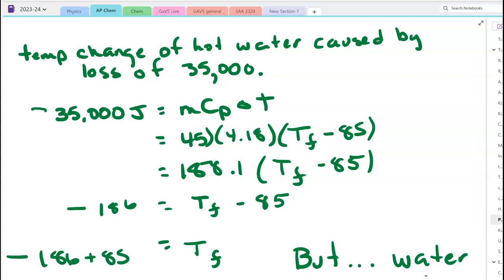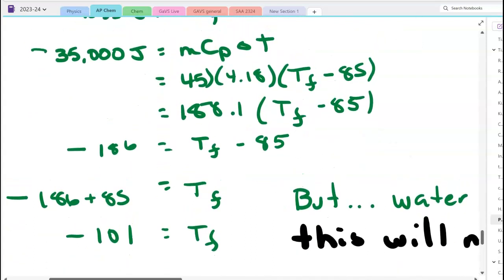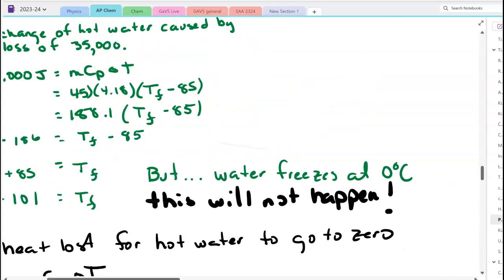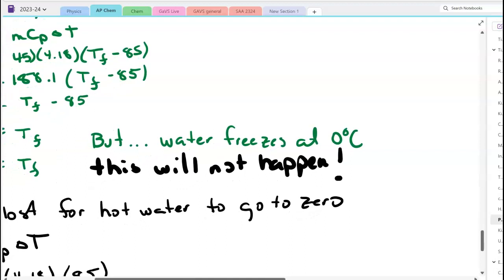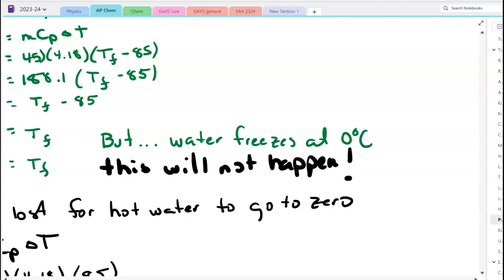And what kept happening when I was trying to solve the problem was that the temperature would be a negative number. Okay, so you got to think about it this way, that we are going to lose heat, so we make that a negative. And so we set that equal to mass times specific heat times the change in temperature. So solving for that, we wind up with a negative temperature. But water freezes at 0, not negative 101. So it's just not going to happen. We're not going to take the hot water down to negative 101.